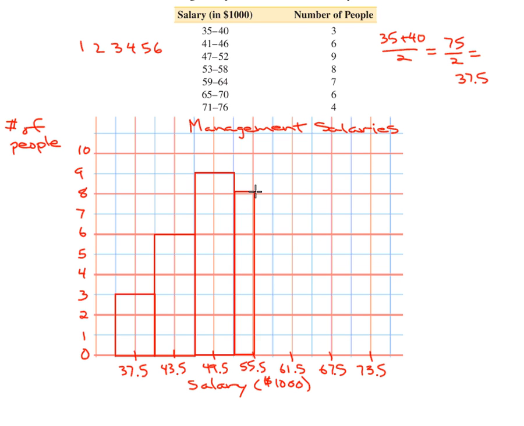and 8, 7, 6, and our final interval has 4 people, and the bar will be centered around the class mark of 73.5.